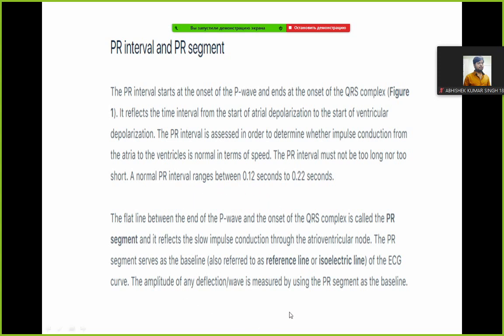I emphasize this information because when we talk about elevation and depression of the ST segment, it is very important to know what baseline, or isoelectric line, means. So the PR segment serves as the baseline.